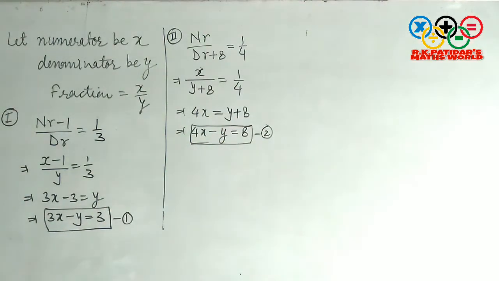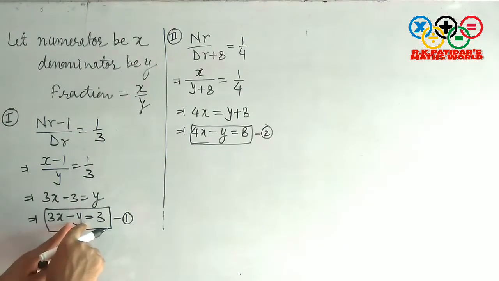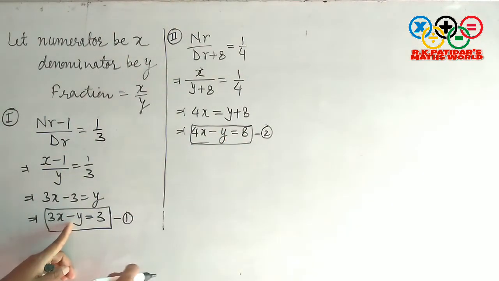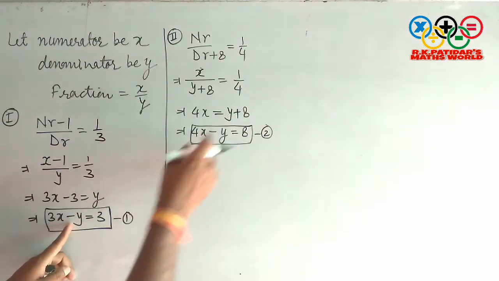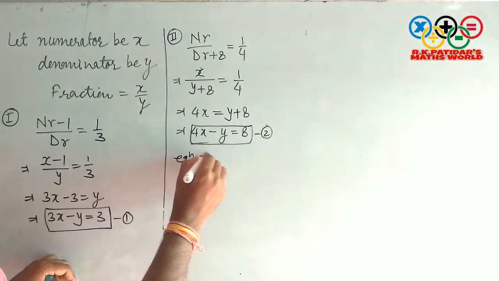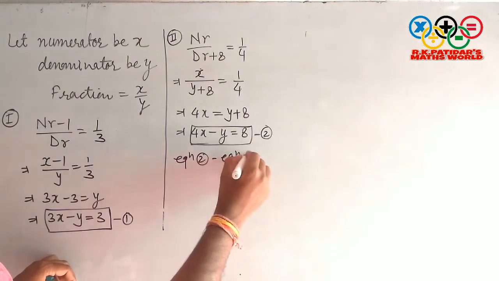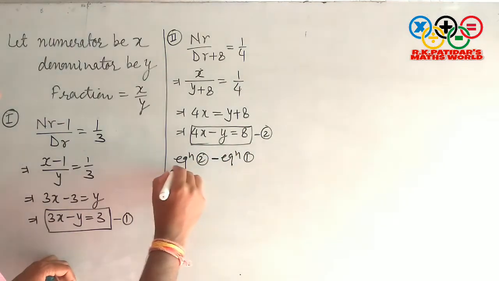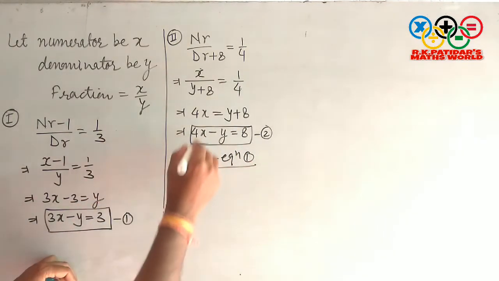Now we will solve these two equations with the help of elimination method. See, the coefficient of y and coefficient of y is same. वहाँ y की coefficient same है. क्या करें? Subtract कर देते हैं. So equation 2 minus equation 1. क्या किया हमने? Equation 2 में से equation 1 को minus करना है.